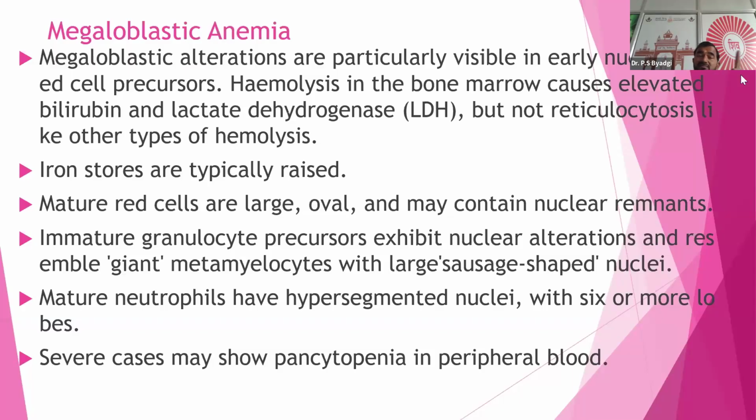Mature red cells are large, but in case of iron deficiency anemia, the mature red cells are smaller in size. Here, in case of megaloblastic anemia, the mature red cells are large, oval, and may contain nuclear remnants. The immature granulocyte precursors exhibit nuclear alterations and resemble giant metamyelocytes with large sausage-shaped nuclei. Another important indicator is the hypersegmented nuclei of the neutrophils with 6 or more lobes. The severe cases may show pancytopenia in the peripheral blood smear examinations.